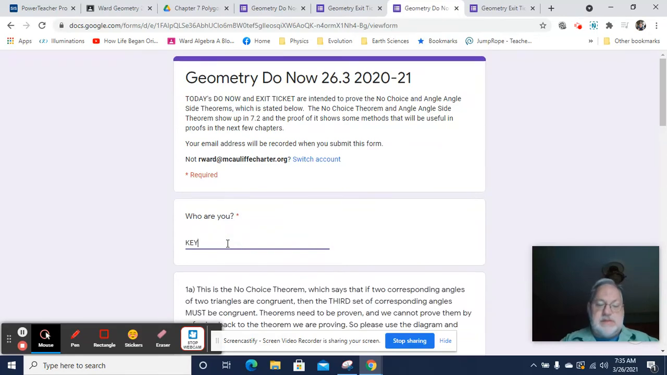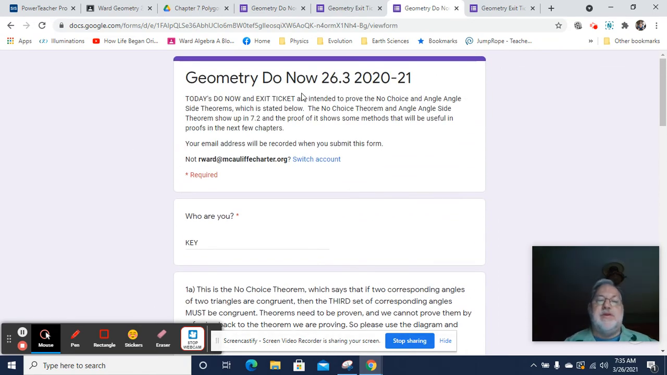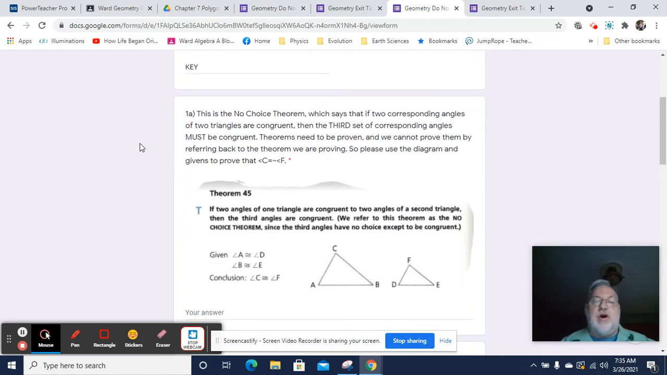This is Mr. Ward, and this is the key for Geometry Do Now 26.3. In this, I'm going to be introducing a couple of theorems in the Do Now and the Exit Ticket for us to prove that are from Chapter 7, Section 2. The first theorem is called the no-choice theorem, and this will set up the next theorem, which is called angle-angle-side, which is another tool we can use for proving triangles are congruent.